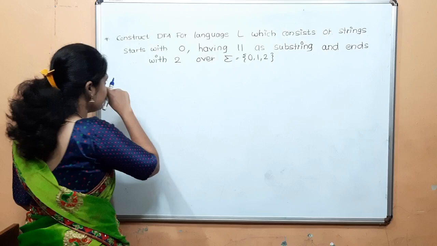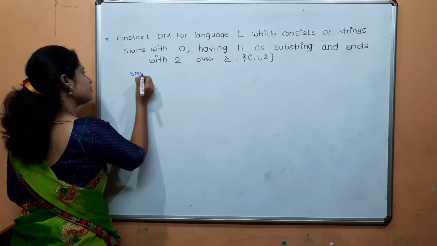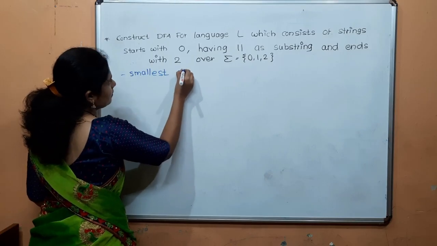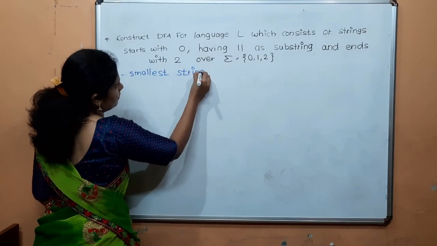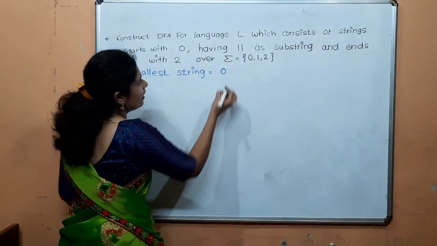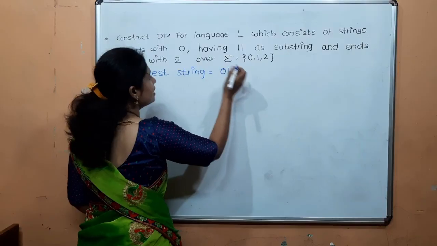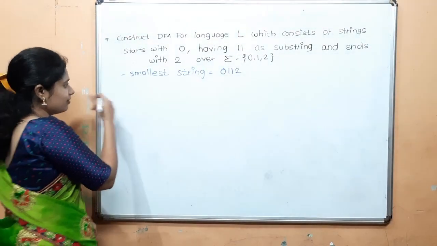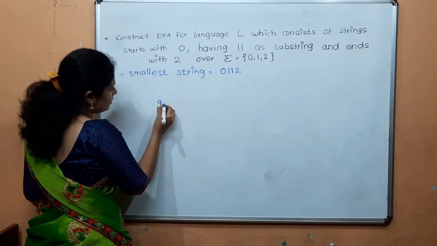Here, the smallest string is the one that starts with 0, having 1, and ends with 2. That is the smallest string. Now we can draw the transition diagram.